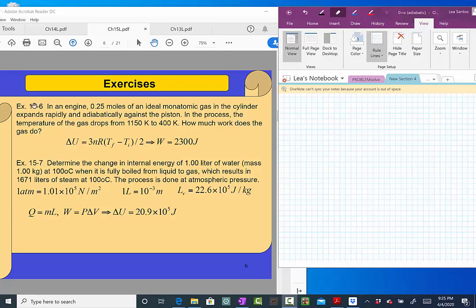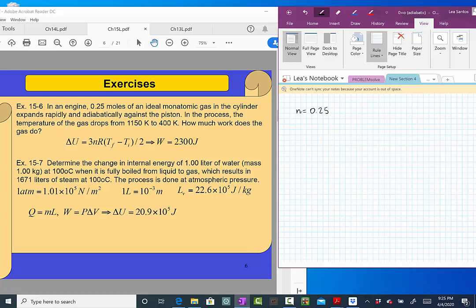Okay, so let's now solve this problem 15.6. In an engine, we have 0.25 moles. I'm going to write down the information as we get it. So 0.25 moles. And it's an ideal monatomic gas, so PV equals nRT, or U equals 3/2 nRT. All these things work here.